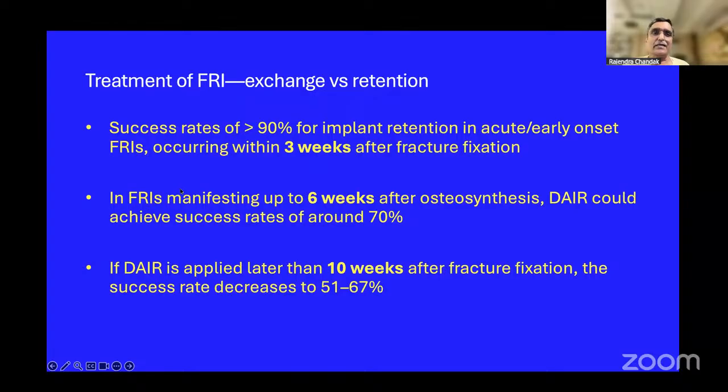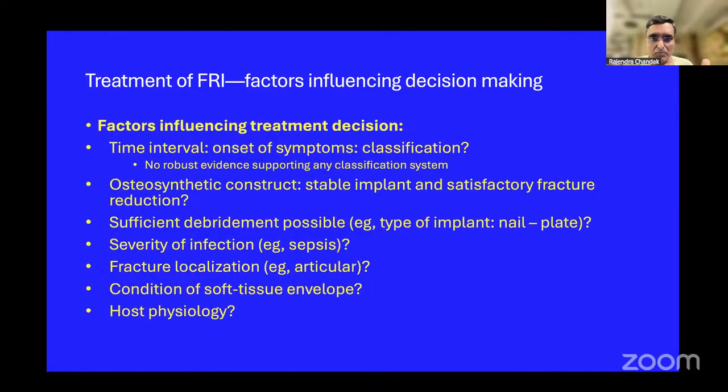So the success rate would be 90% for implant retention in acute and early phase, which is actually a very good control. Beyond 3 to 6 weeks, then the chances would go on declining. So take action as early as possible.